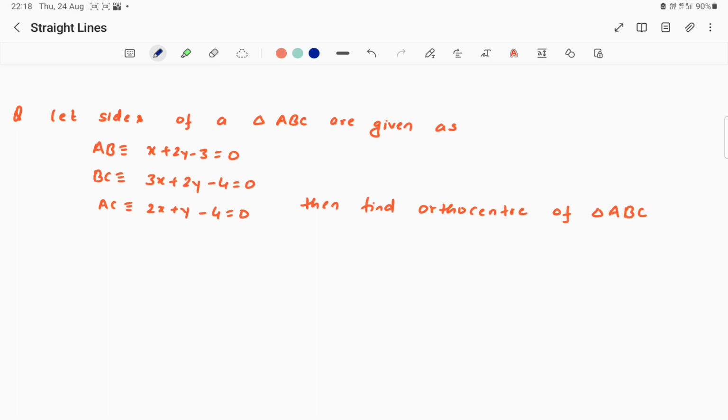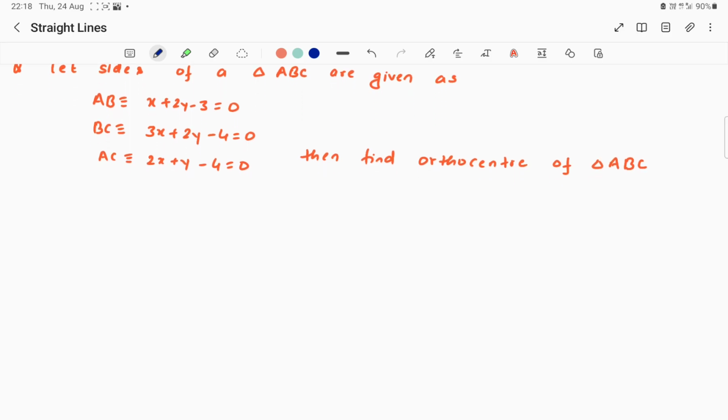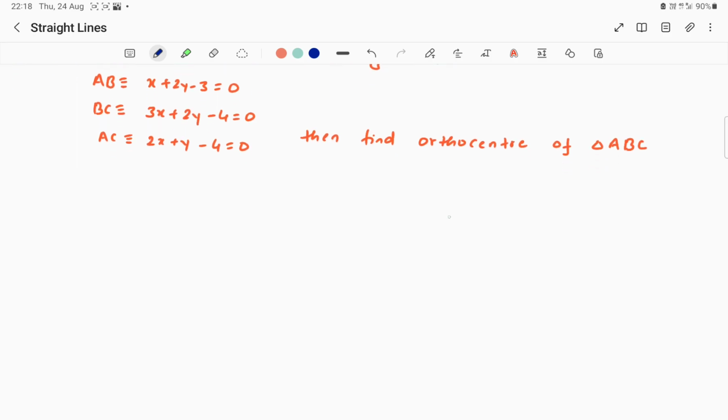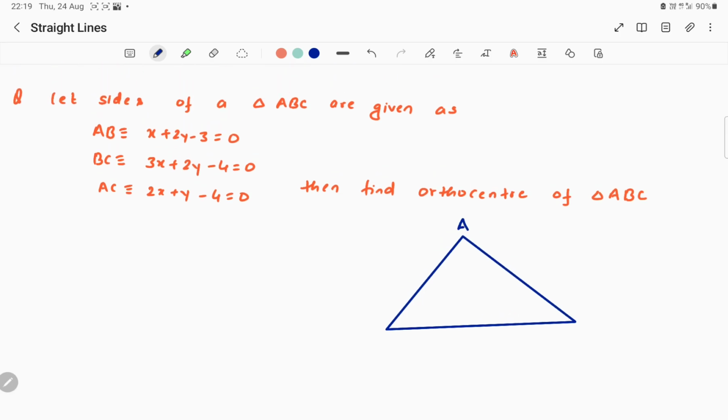So now we have the next question: let the sides of a triangle be given as AB, BC, AC, then find the orthocenter of triangle ABC. Already earlier we have done a question related to orthocenter, but there the coordinates of the vertices were given. Here what we have is a situation like this. Let's say this is A, this is B, and this is C.